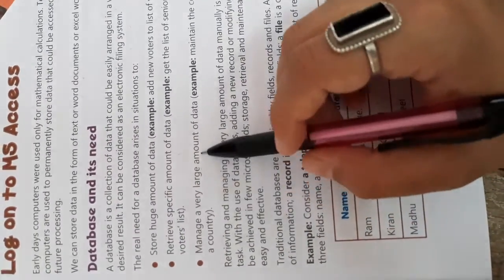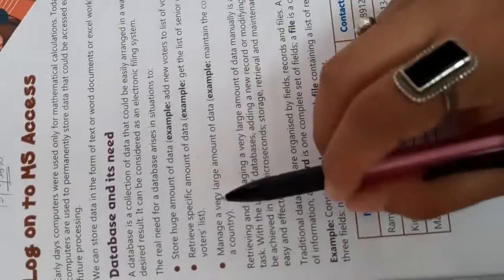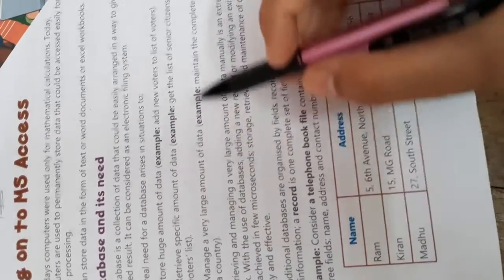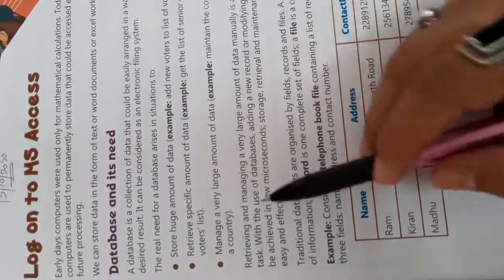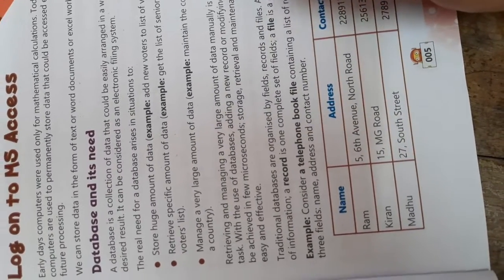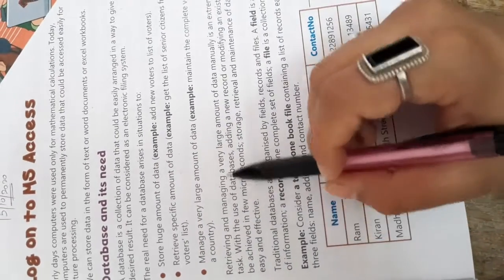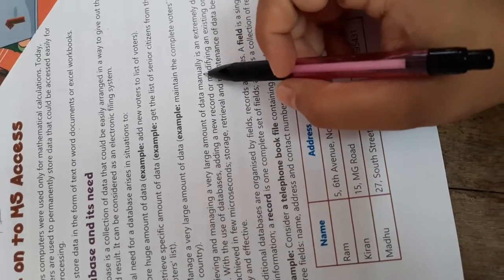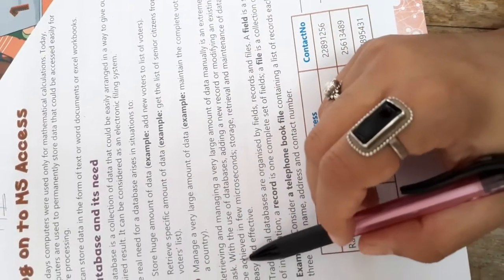Manage a very large amount of data. For example, maintain the complete voter list of a country. What example have we taken for a large amount of data? The complete voter list of the country. Retrieving and managing a very large amount of data manually is an extremely difficult task. So it is very difficult for us to keep the data or record.